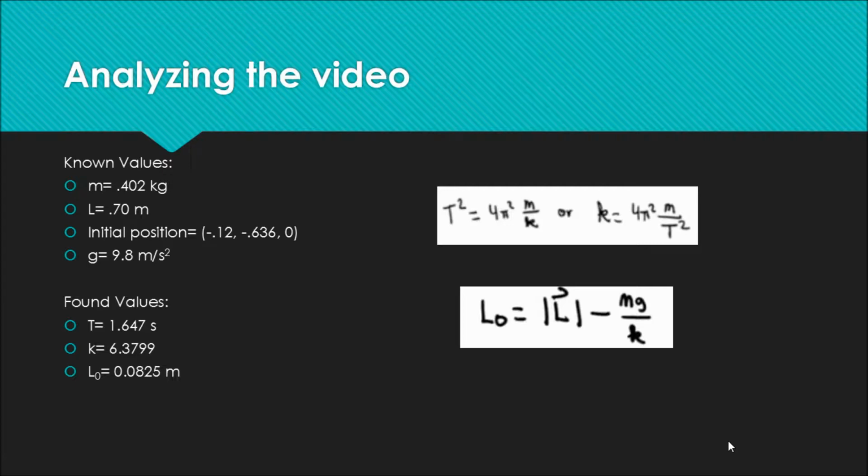I then used that and the already known mass to calculate the spring constant, or K, using this formula shown here. I found K to be 6.3799. I then used K, as well as the mass, the gravitational force, and the relaxed length of the spring, to find L0, which ended up being 0.0825 meters.